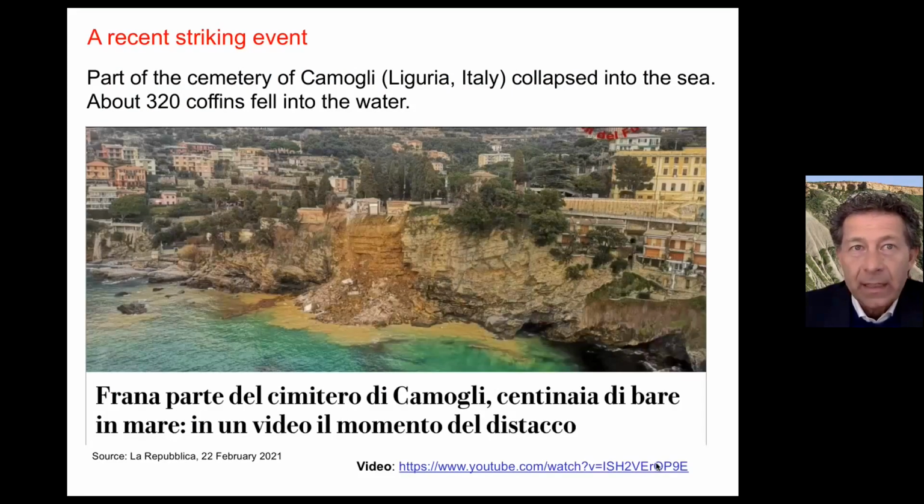A very striking event occurred in Liguria, northern Italy, along its very famous coast, a coast that is attended by thousands and thousands of tourists every year, during the whole year actually. And here we are at the village of Camogli, where a cliff, a portion of a cliff, detached.